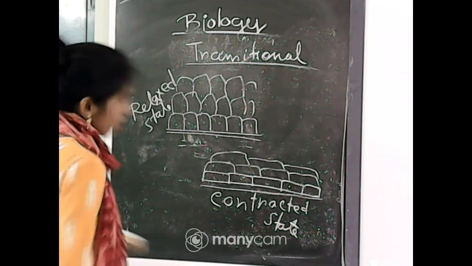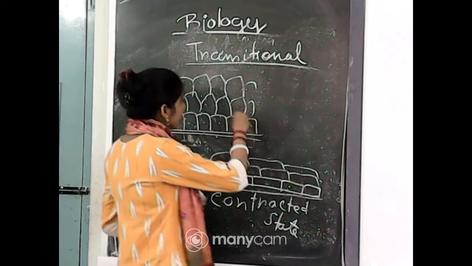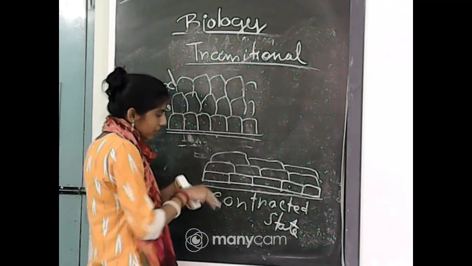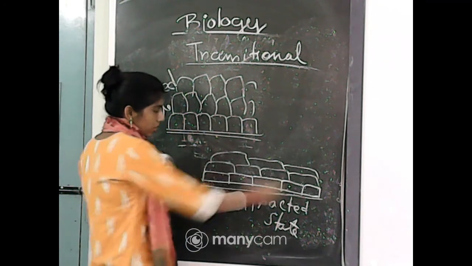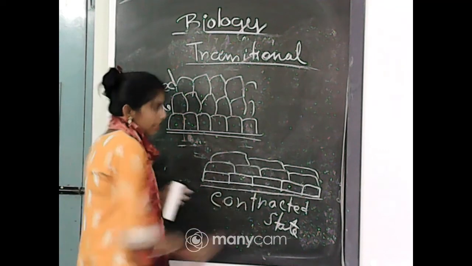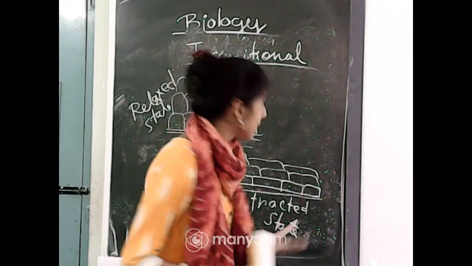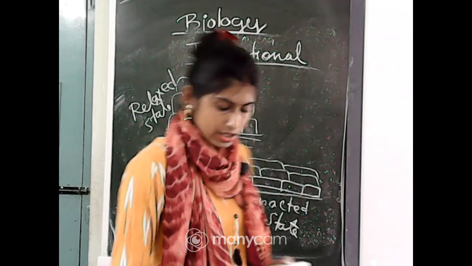Look, when the cells are in a relaxed state, they are quite large in size, but when they are in a contracted state they become flatter and thinner. Due to the contracted or stretched condition, the cells will look like that. That means the cells can change their shape. That type of tissue is called transitional epithelial tissue.